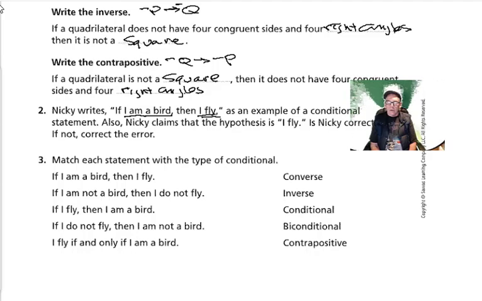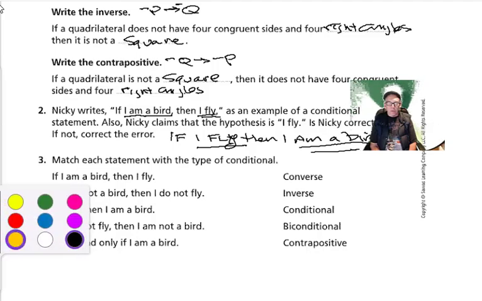So Nikki should say, if I fly, then I am a bird, if he wanted to make fly the hypothesis. So if I fly, then I am a bird. Now with that original statement, I fly is the hypothesis, and I am a bird is the conclusion.